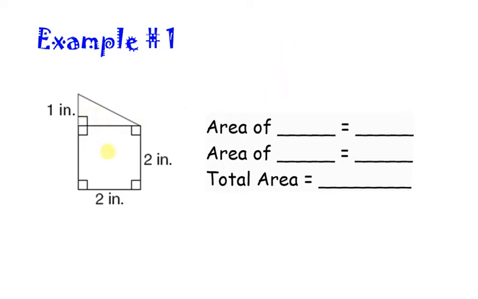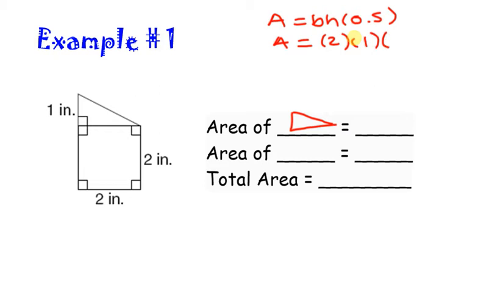So here we have a triangle and we also have a square, and they are attached. So first, let's go ahead and do the area of the triangle. So I'm just going to sort of draw the shape here so that I know. So area of a triangle is area equals base times height times 0.5. So I have area equals, now the base here is the same base as the square, so it's going to be 2. My height is 1, and I have times 0.5. And so when you multiply all those together, you're going to get 1. So the area of the triangle is 1 inch squared.